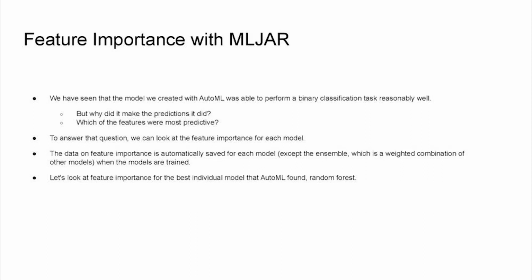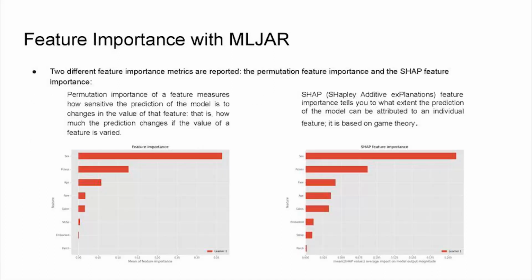The data on the feature importance is automatically saved for each model, except the ensemble, which is a weighted combination of other models, when the models are trained. Let's take a look at the feature importance for the best individual model that AutoML found, the random forest. Two different feature importance metrics are reported, the permutation feature importance and the SHAP feature importance.